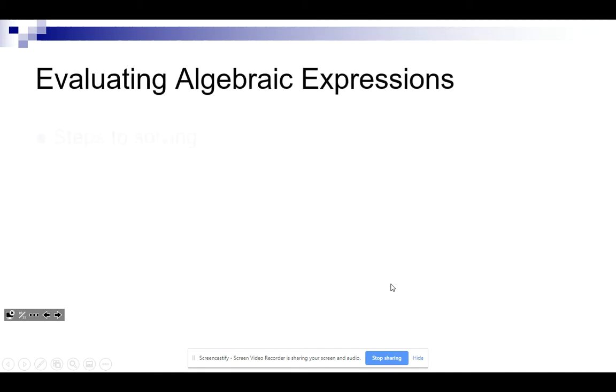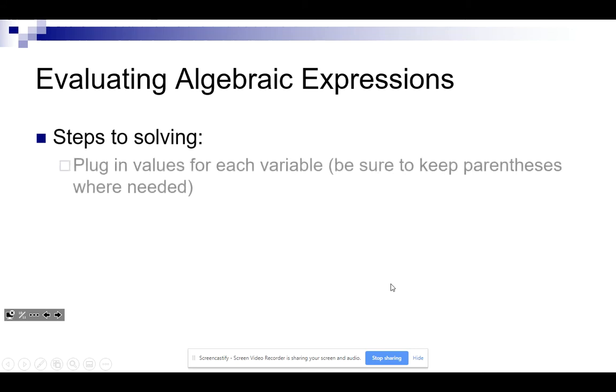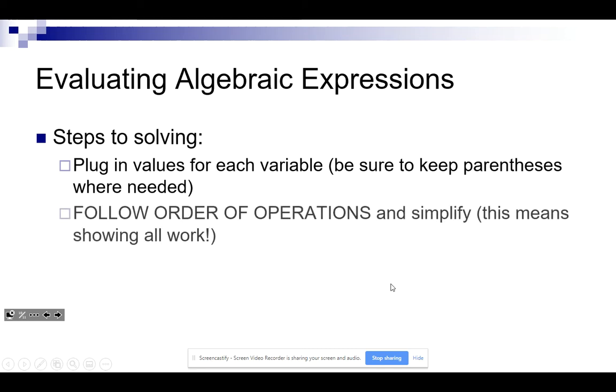When we're evaluating algebraic expressions, it pretty much becomes what we call plug and play. We'll take the values given and plug them in for each variable. If you are using a calculator, and you should be, please make sure that you are keeping parentheses as much as possible when replacing variables with numbers. Next, follow the order of operations and simplify.